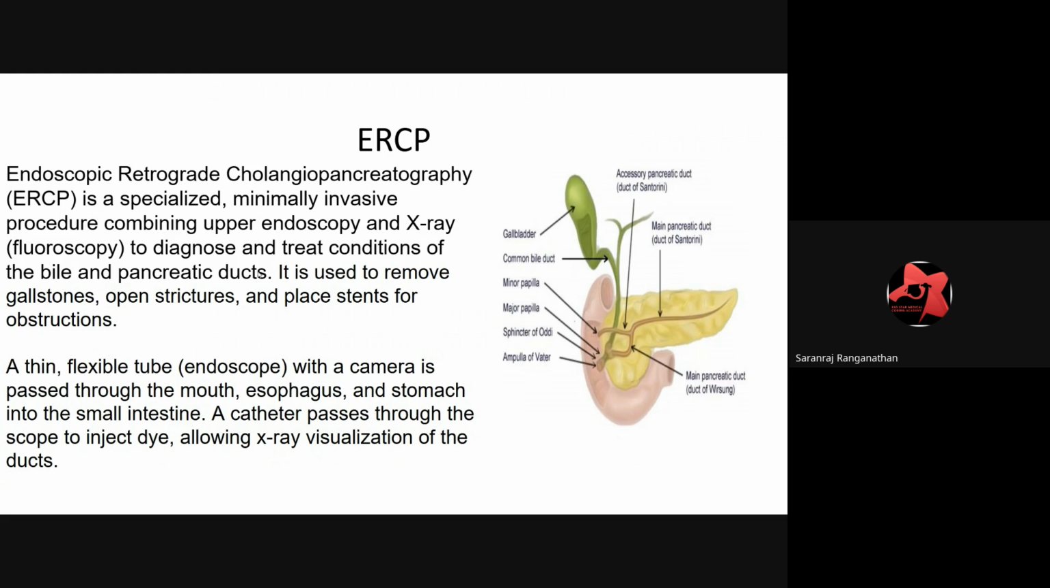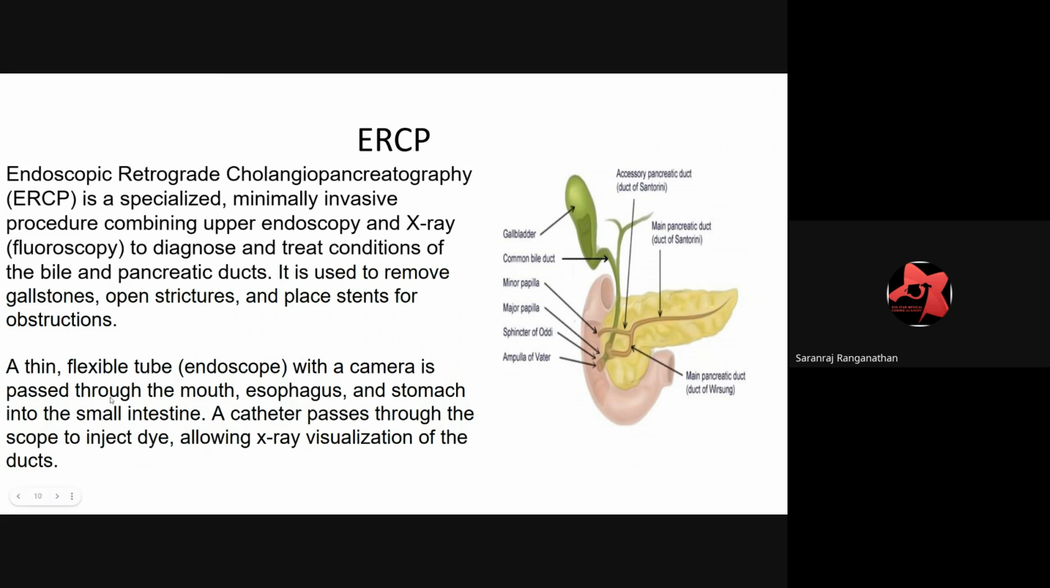of the bile duct and pancreatic duct. Okay, so it is used to remove the gallstone, open strictures, and place stents for the obstruction. How they will do it means by using that endoscopic machine, they will take the image of this bile duct, gallbladder, and the pancreas. Okay, so they have given what is the procedure they will do.